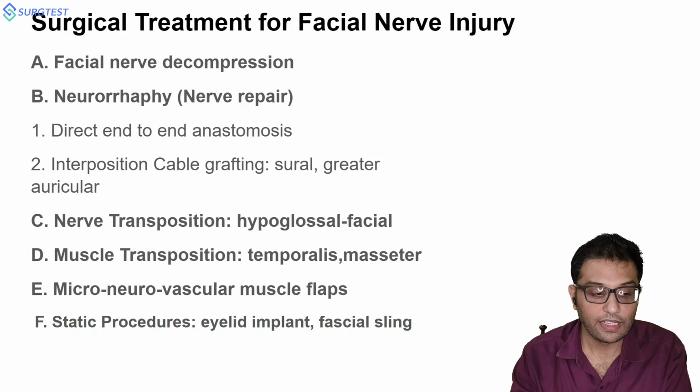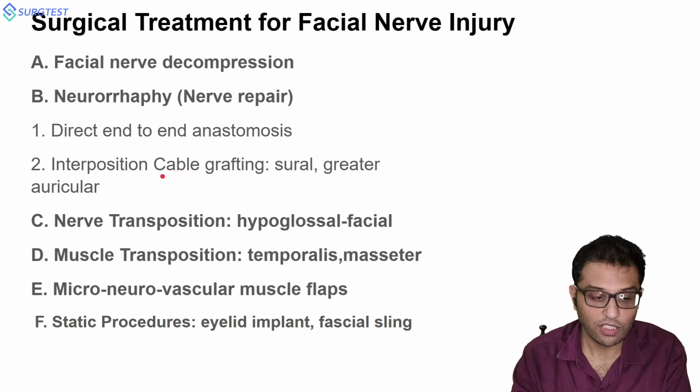So coming to surgical treatment of facial nerve injury, there are many techniques. Facial nerve decompression is mainly used in mastoid surgeries when we by mistake injure the second genu area or the vertical segment area. So we have to decompress from first genu to second genu. Everything has to be decompressed. That is not important in head and neck surgery. Important here is nerve repair, which can be done by direct end-to-end anastomosis or interposition.